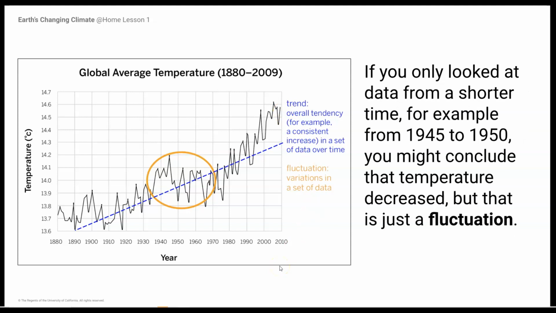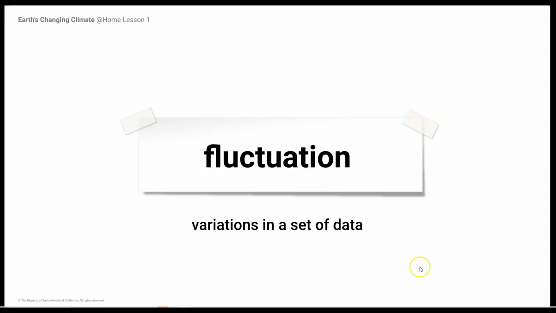If you only looked at the data from a shorter time frame, for example, here we have, let's say, 1945 to 1950, you might say that it decreases, but that is just one part of the fluctuation, the up and down changes. So we know that fluctuation is variations in a set of data. It's going up and down, it's changing, it's fluctuating.